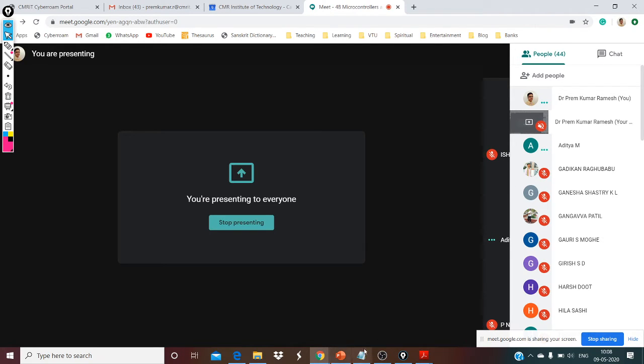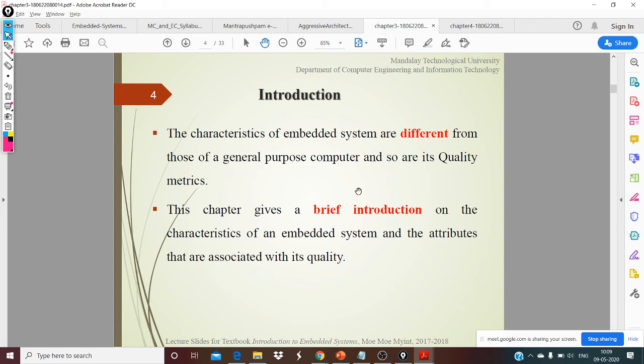Yes, sir. I just want to know, there's a point here mentioned: the characteristics of embedded systems are different from those of general purpose computers. Can you tell us how they are different? Why are they different? Any idea on that? Sir, embedded systems are for one specific purpose, and general purpose computers can be used for multiple different applications. But embedded systems are mostly aimed towards one particular functionality.